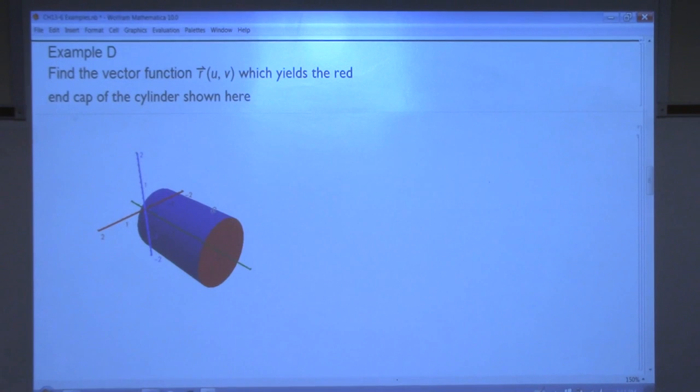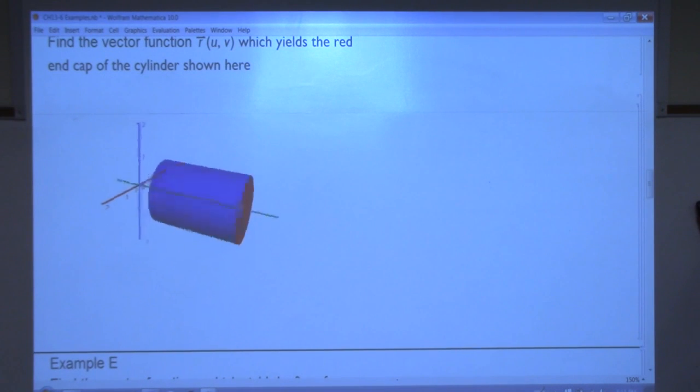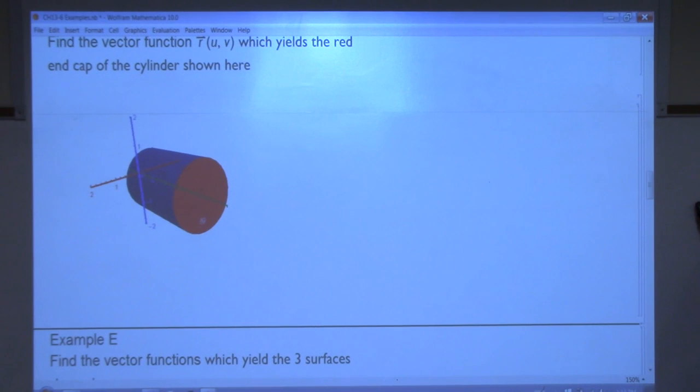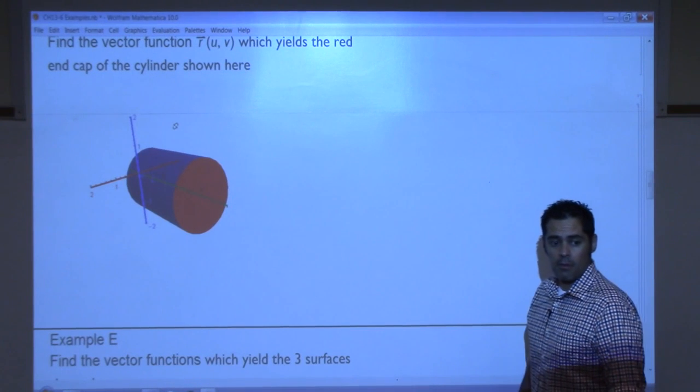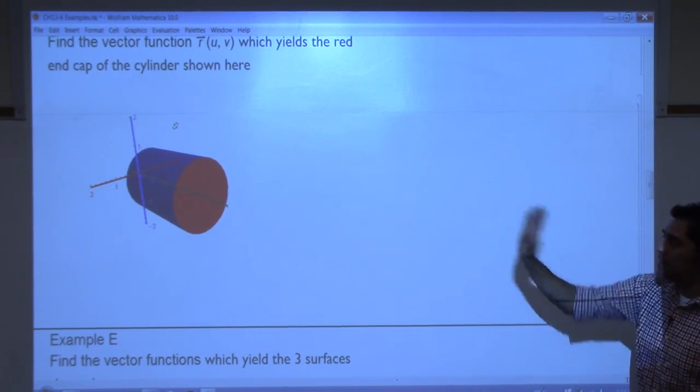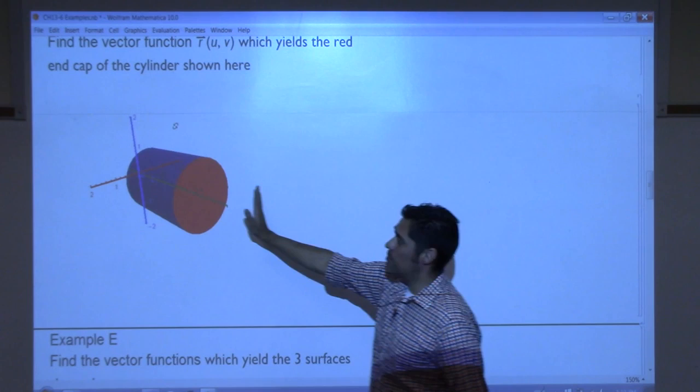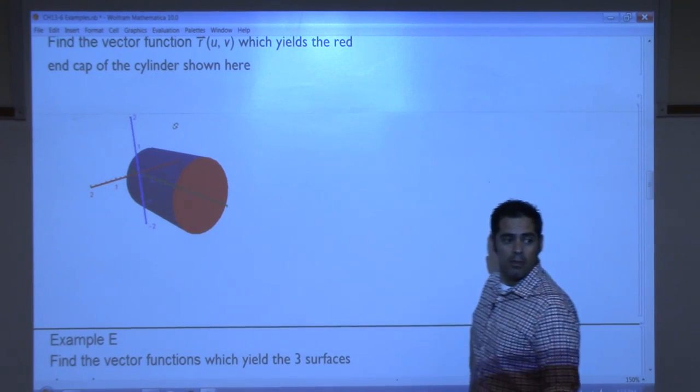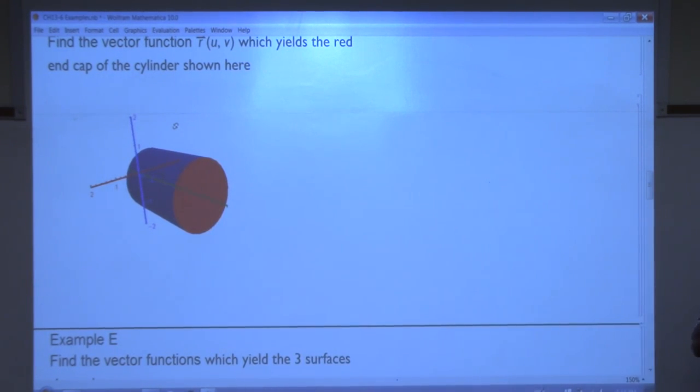Okay, now this one. Find the vector function r of uv which yields the red end cap of the cylinder shown here. So it's the same cylinder we just drew, okay? But I want this red end cap instead of the blue. So what's the difference here? Not the back, just the front. I just want this front piece.